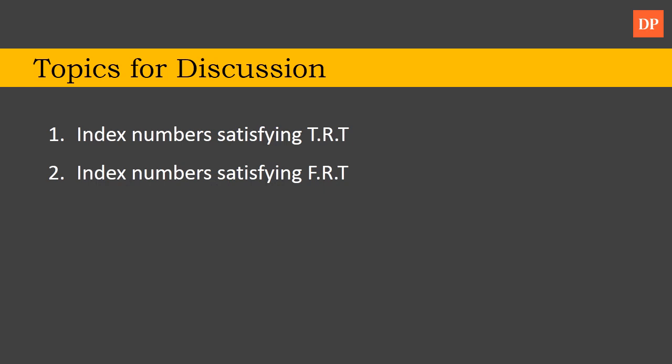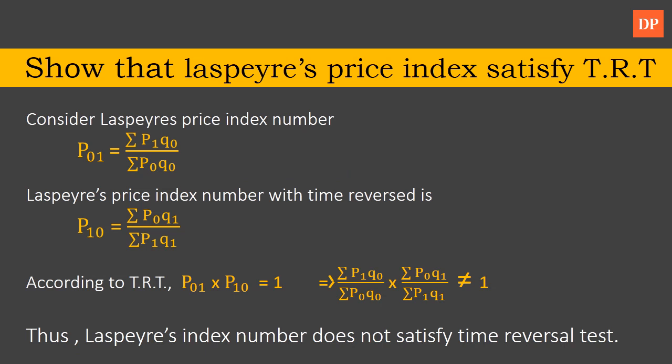In this video, we will be discussing index numbers satisfying the time reversal test and index numbers satisfying the factor reversal test. Now let us try to prove whether the Laspeyres price index number satisfies the time reversal test or not. In the beginning, let us consider the Laspeyres price index number. As we know, P01 is summation P1Q0 whole divided by summation P0Q0.